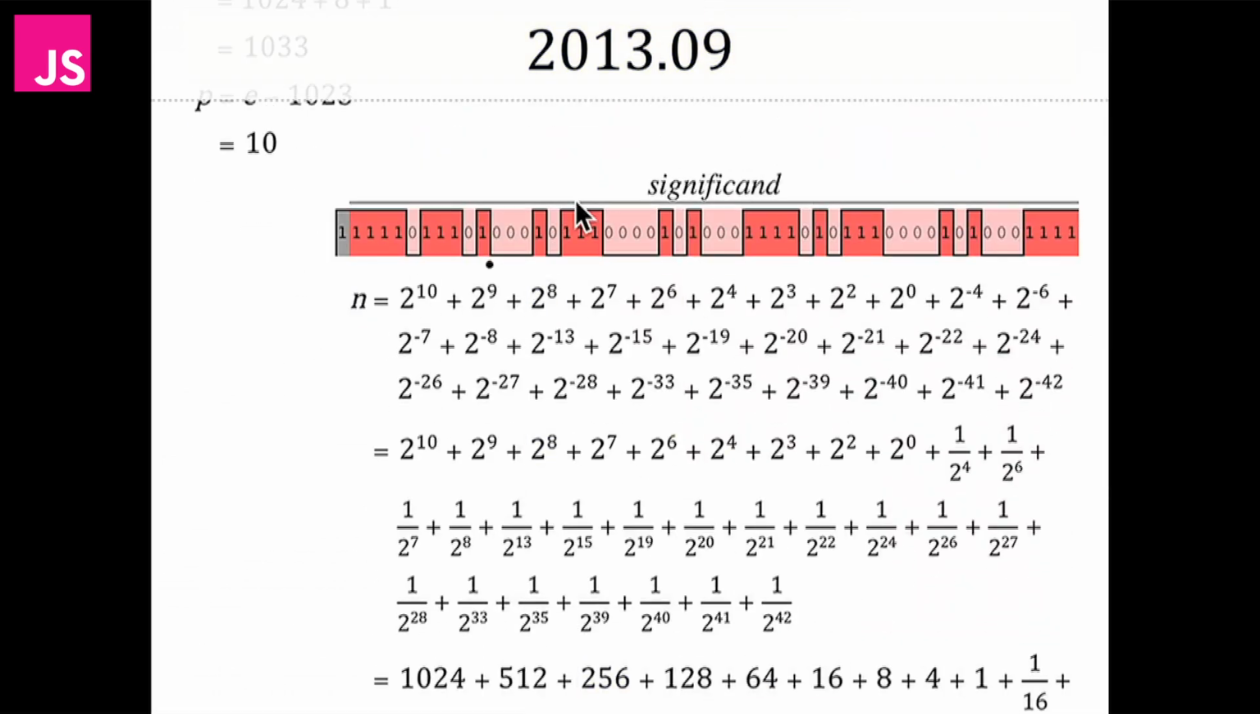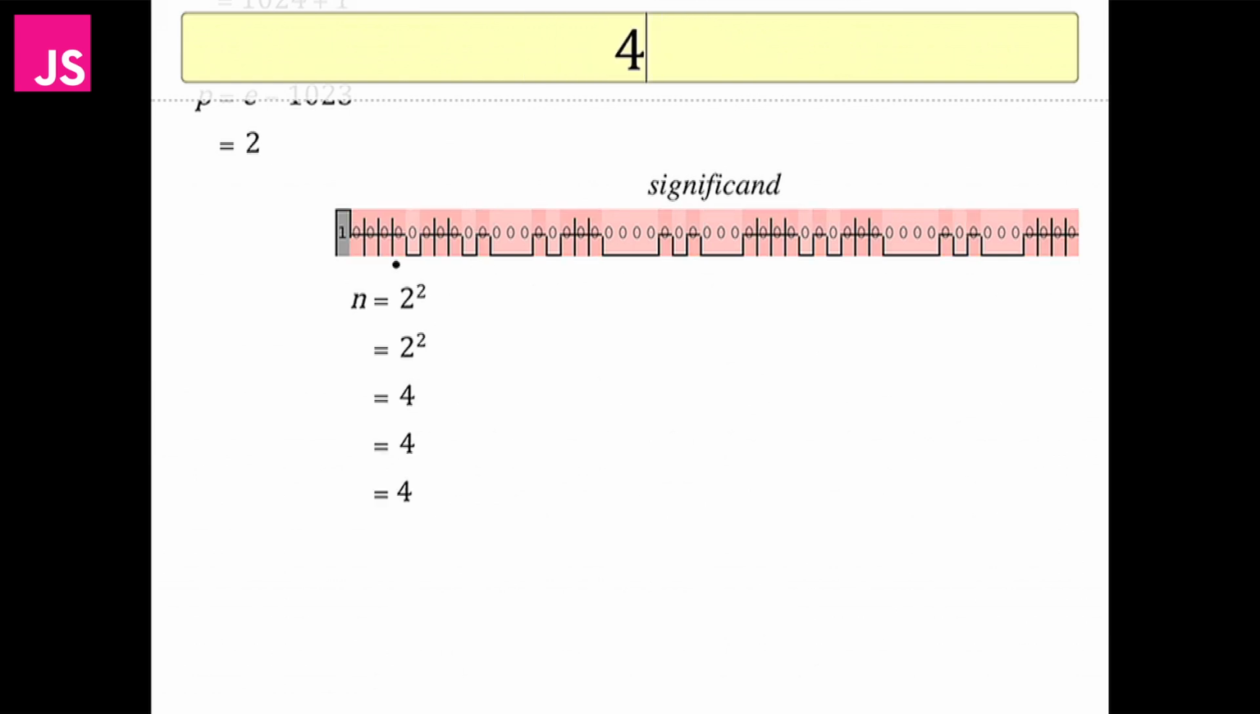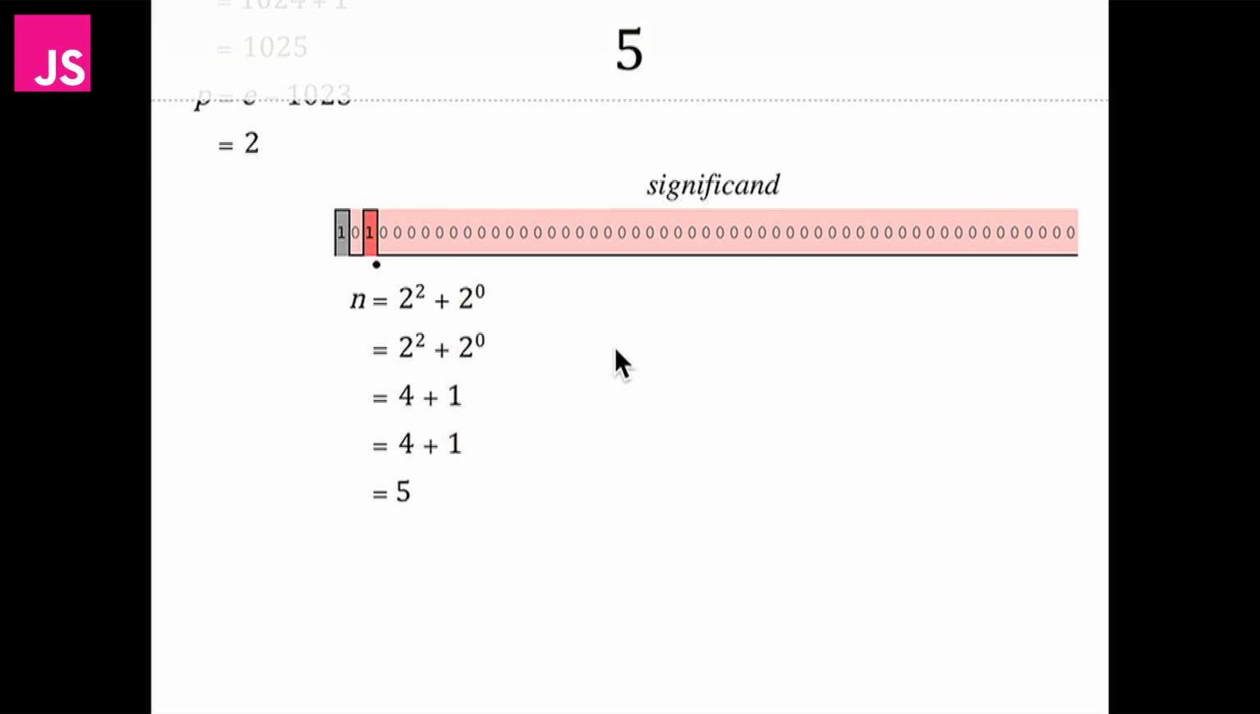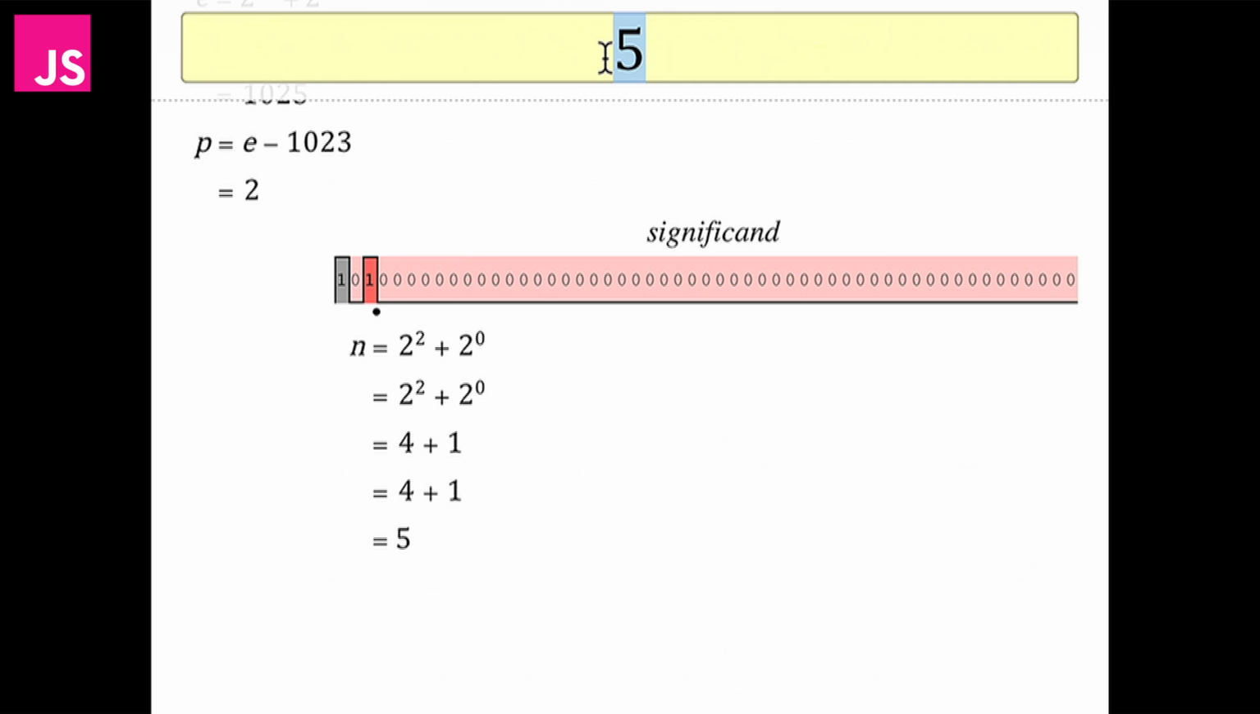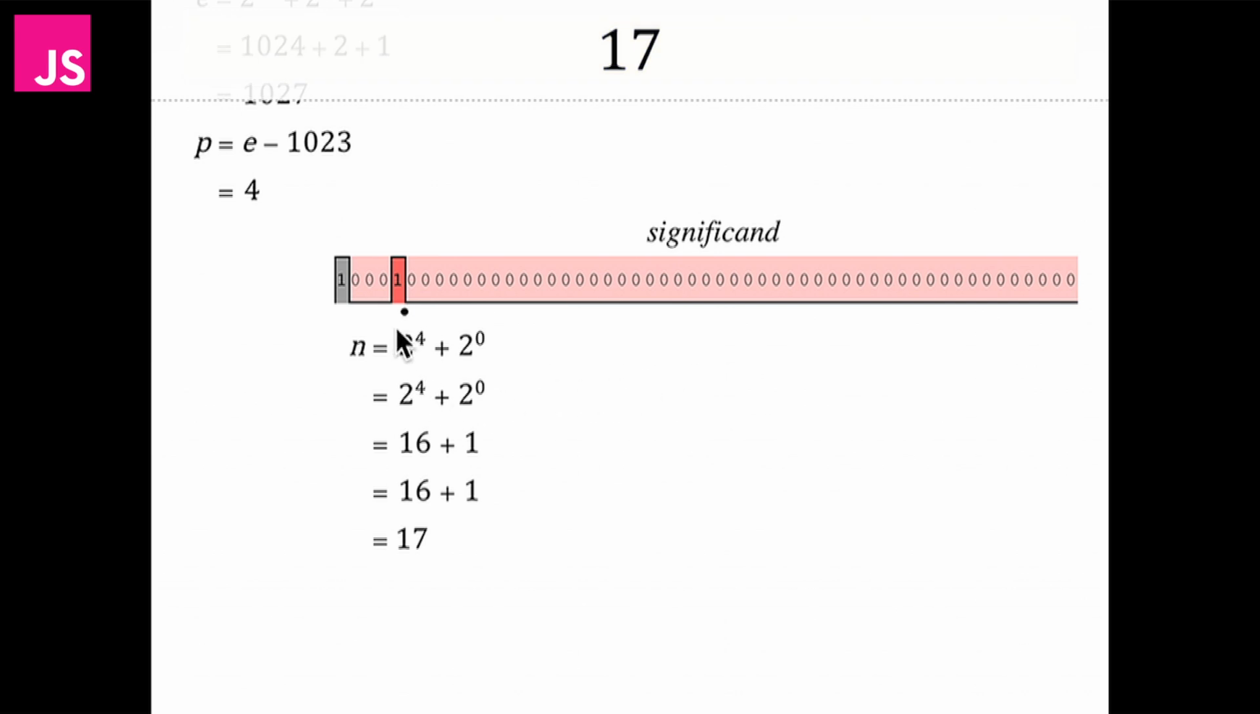Yeah, I was at 4, I guess. So now we have 3 bits for the integer part. The first one represents 2 to the power of 2. The last one represents 2 to the power of 0. So the bigger number we want to represent in terms of the integer value, the more bits we will need for the integer part. Now, let's see how the fraction part works.